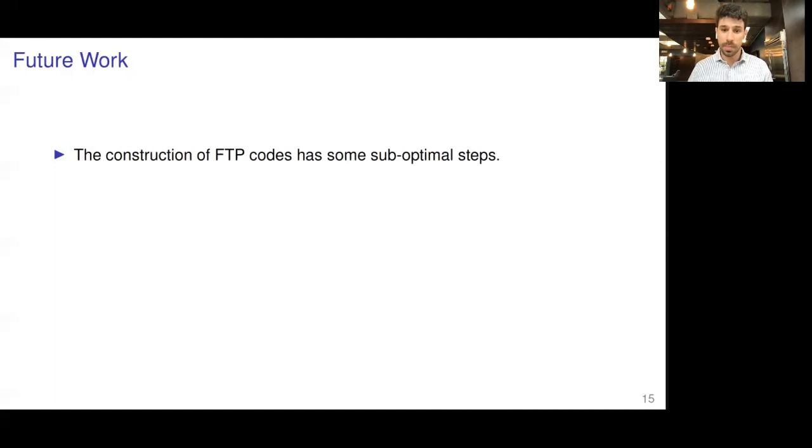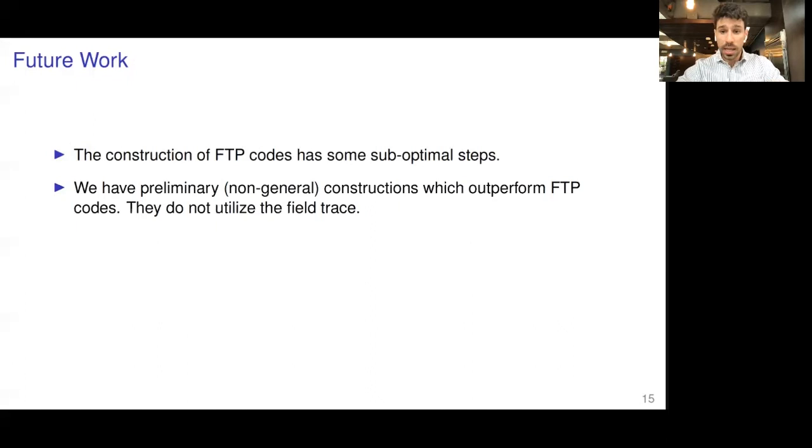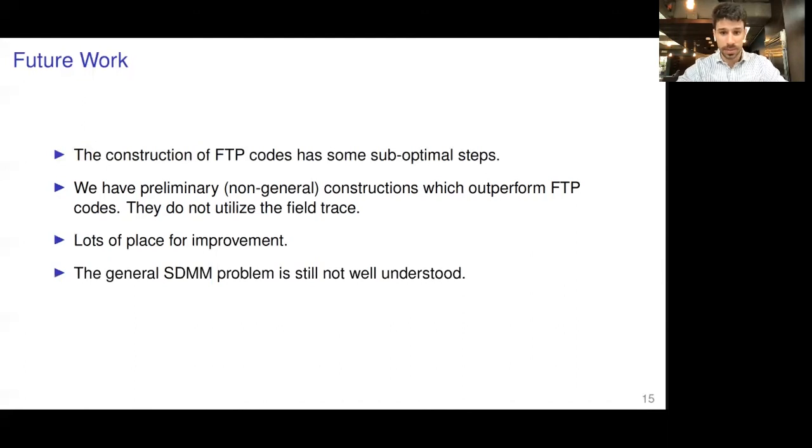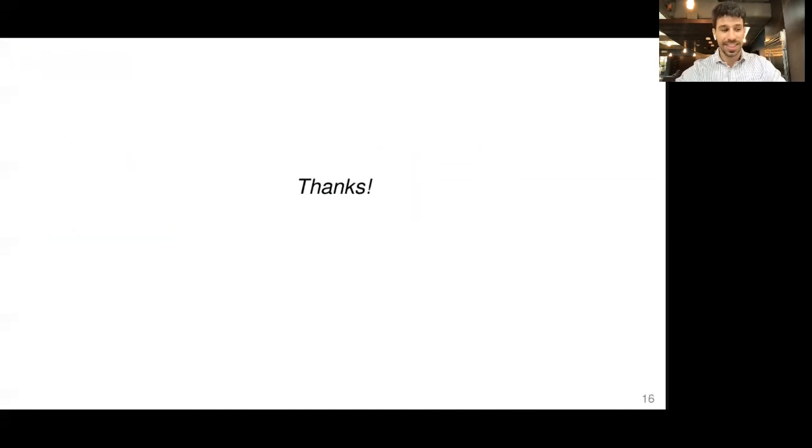So far, what we know about this new approach is that the FTP code's construction has some suboptimal steps, which depend on the repetition for this scheme to retrieve every part of the matrix multiplication Ai Bi. The good news is we already have some preliminary constructions which outperform the FTP codes and do not utilize the field trace function. However, they haven't been generalized yet. So there are a lot of places to get some improvement for the SDMM problem. And what we have shown here today is that the general SDMM problem has not been really well understood yet. Thank you so much.